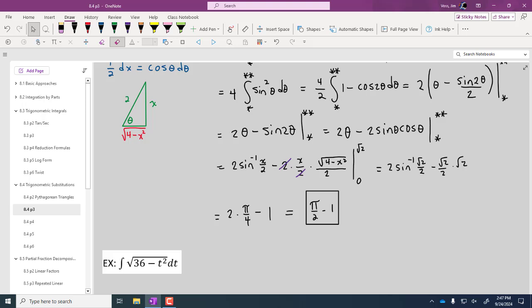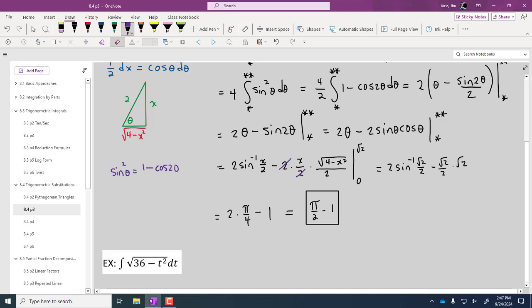When we go from 4 times the integral of sine squared theta d theta, where do we get 4 over 2 from? Because the power reduction identity says sine squared of theta is 1 minus cosine 2 theta over 2. So that over 2 is out in front. And you said that's the power reduction? Power reduction. Okay.